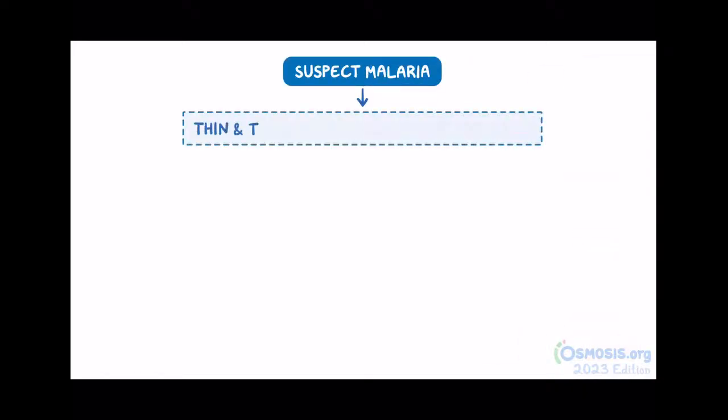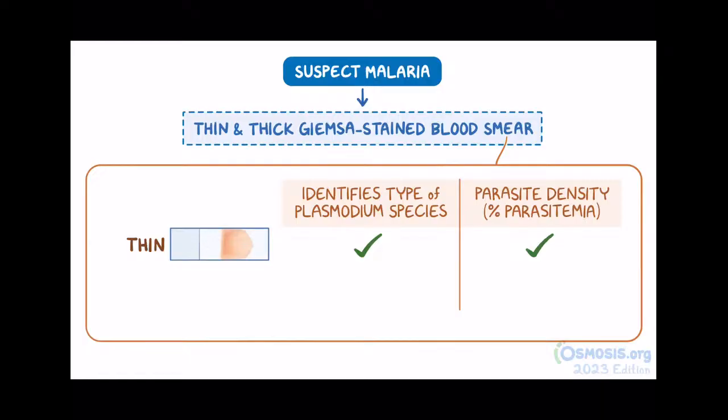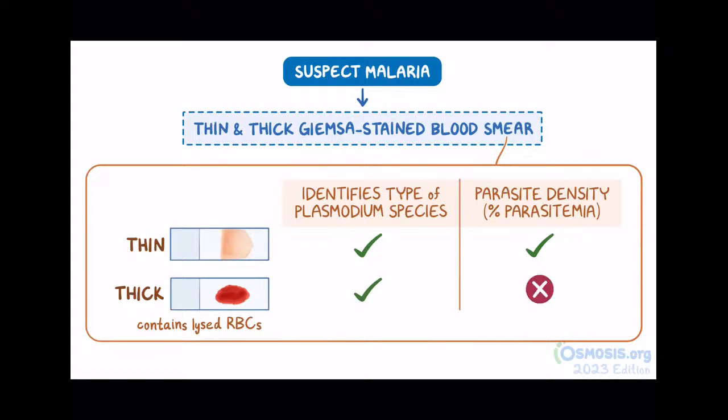At this point, you should suspect malaria, so don't forget to obtain a thin and thick Giemsa-stained blood smear for evaluation under microscopy. The thin smear identifies the type of Plasmodium species within red blood cells and is also used to calculate parasite density, expressed as percent parasitemia. On the other hand, the thick smear is a larger sample of blood that contains lysed red blood cells, and while it identifies Plasmodium species, it cannot calculate parasite density.